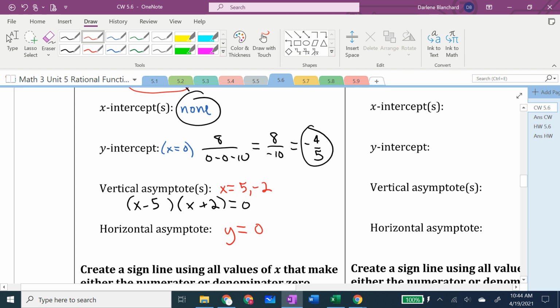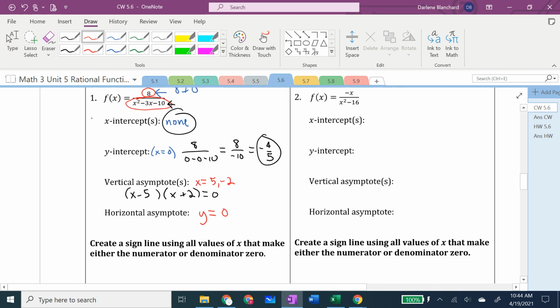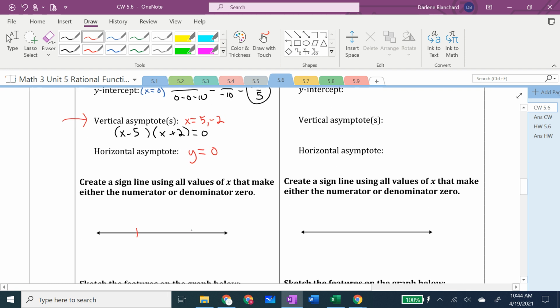For creating the sign line, you're looking at what makes numerator or denominator equal to 0. Nothing makes the numerator 0. 5 and negative 2 make the denominator equal to 0. Between only those two numbers, put them in proper number line order. Negative 2 is smallest, 5 is largest. This creates 3 sections. One section, second section, third section. You need to know in each of those sections if the function is giving positive or negative. So pick any x in this interval as a test number.